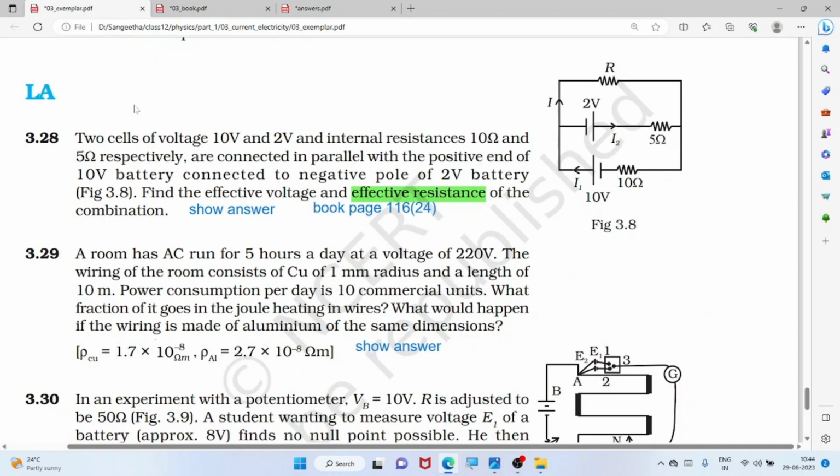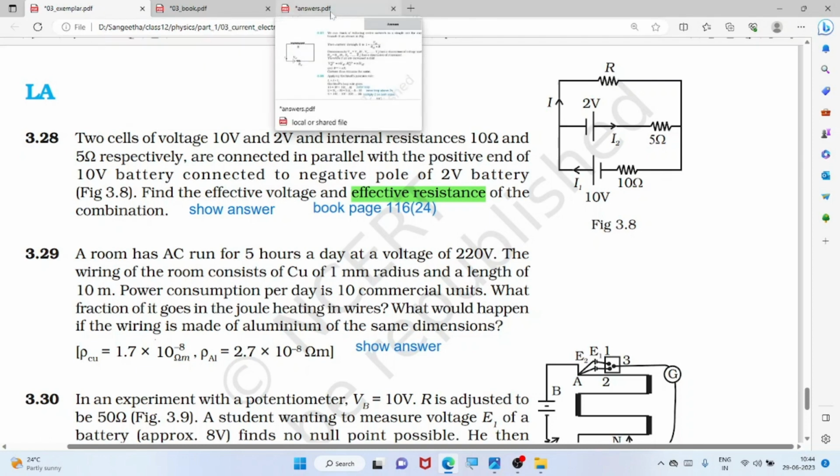Two cells of voltage 10 volts and 2 volts, and internal resistances 10 ohm and 5 ohm, are connected in parallel with the positive end of the 10 volt battery. Find the effective voltage and the effective resistance. So here you have to use Kirchhoff's law.